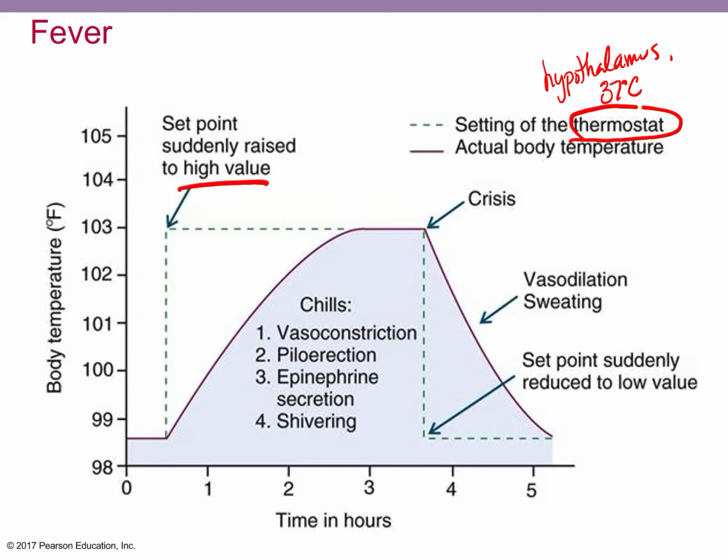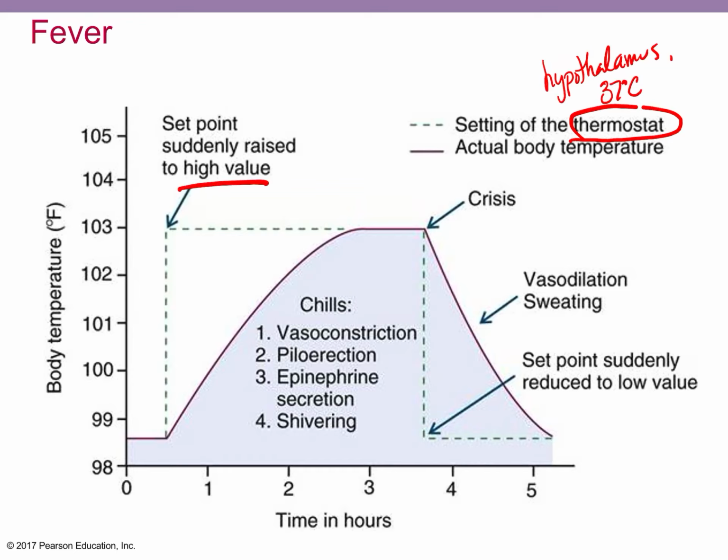Pyrogens are going to be molecules that the normal immune response will create. The white blood cells in your body will secrete things called cytokines. Cytokines in the normal immune response will trigger fever.